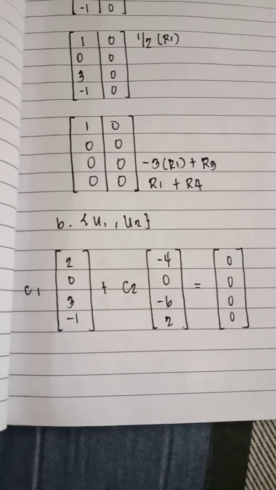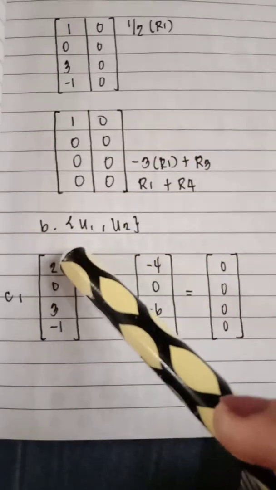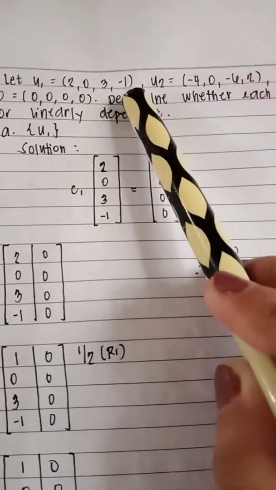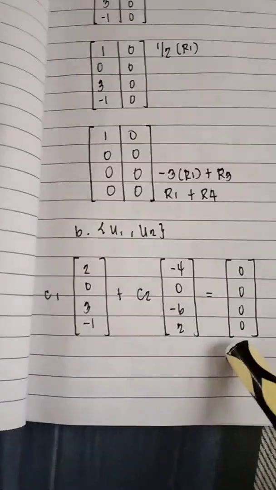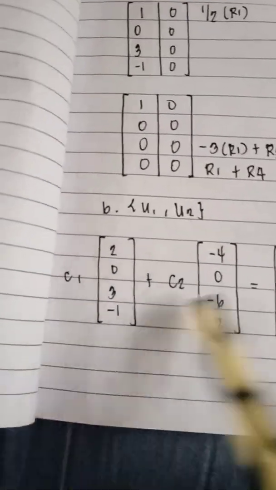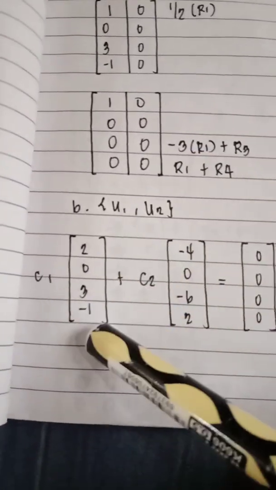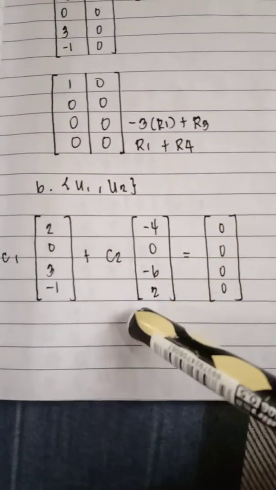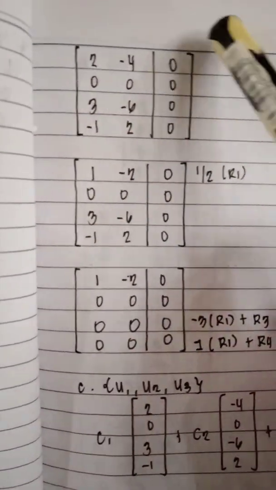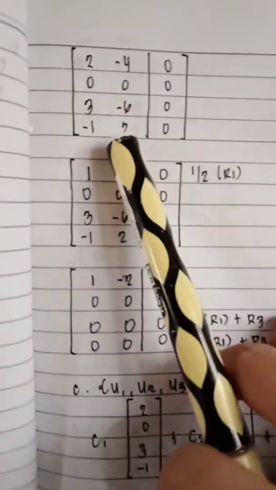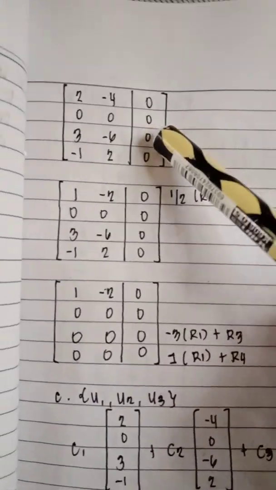So, letter B. Set U sub 1 and U sub 2. Since our U sub 1 is 2, 0, 3, negative 1 and our U sub 2 is negative 4, 0, negative 6, 2, the solution is C sub 1 times 2, 0, 3, negative 1 plus C sub 2 times negative 4, 0, negative 6, 2. We equate it to 0, 0, 0, 0. So, first, we augment 2, 0, 3, negative 1 and negative 4, 0, negative 6, 2, augmented with 0, 0, 0, 0.